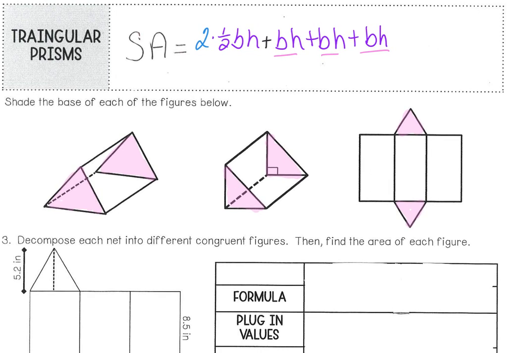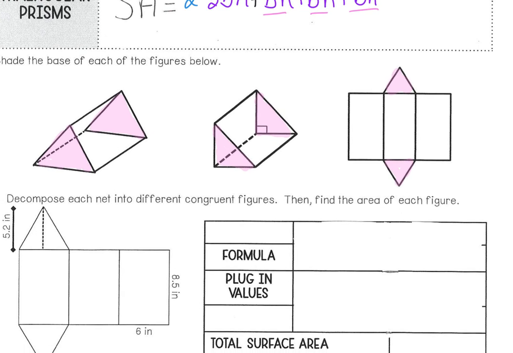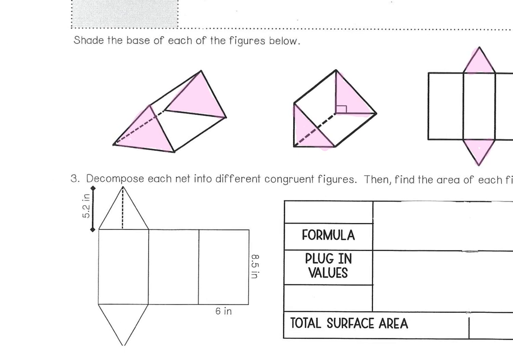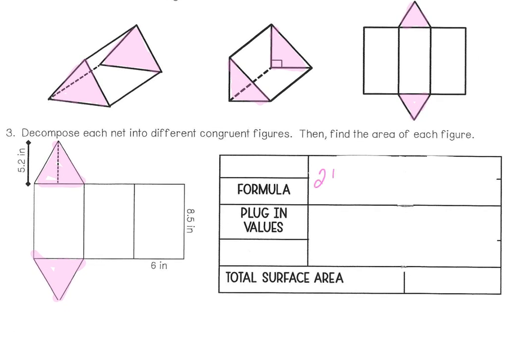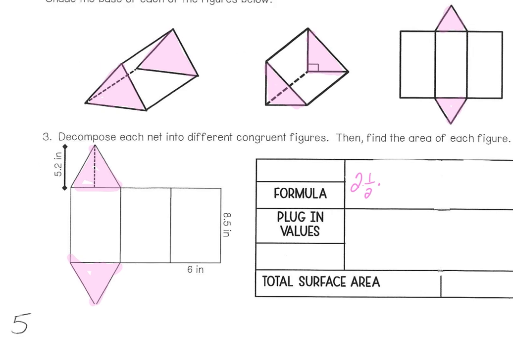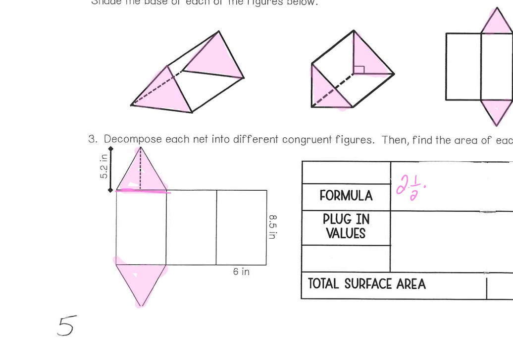Okay, so you should have those shaded in. So you're going to do 2 of those triangles. Those triangles are exactly the same. Then you're going to find the area of the rectangles. Sometimes they're the same, sometimes they're not. Okay, so let's go ahead and look at this guy here. I'm going to go ahead and shade that base here, this triangle. Okay, so with our formula, we're going to do 2 of the triangles. So 2 times 1/2 times the base of the triangle times the height. So the height we definitely know is 5.2.